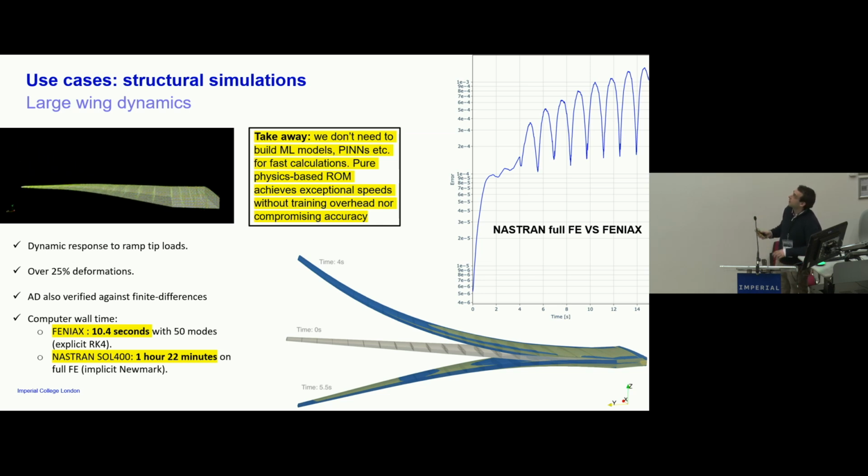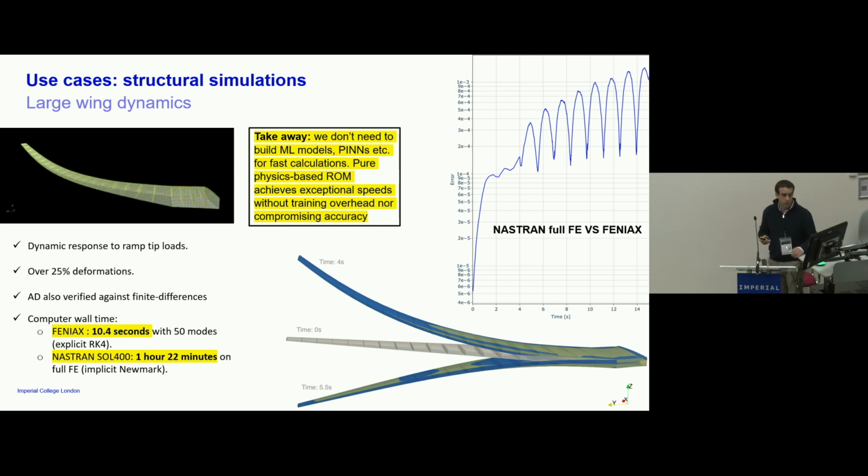It's very nonlinear. We see over 25% deformations. We have done differentiation on this one as well, but I'm not showing that. Now, an important point is, you see, with 50 modes, we can capture all the dynamics. And if you compare with the Nastran full FE commercial solution, that's 1 hour and 22 minutes versus the 10 seconds simulation of Pheniax. So that's one point.